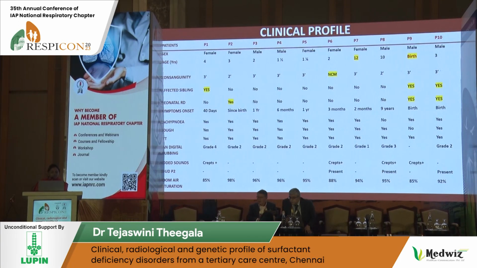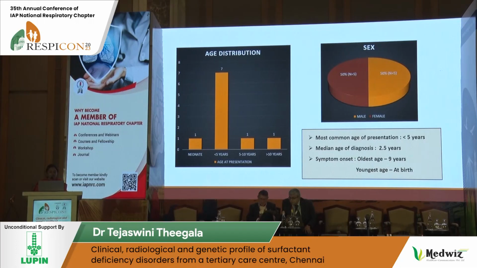Loud P2 was present in 3 cases. On room air saturation, there were 3 children who were hypoxic at presentation. The most common age of presentation is less than 5 years, and the median age of diagnosis is 2.5 years. The oldest child is 9 years, who had symptom onset at 9 years, and the youngest child at birth.